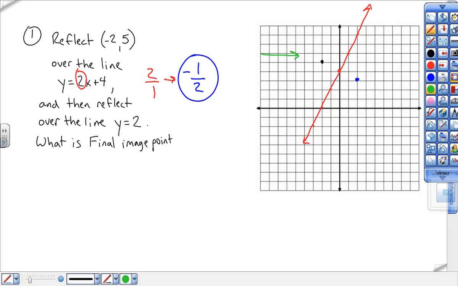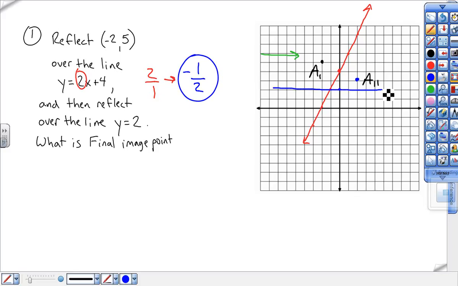Next, I want you to reflect that second point over the line y equals 2. I'm going to call this A1. I'm going to call this A2 with 2 little marks right there. I'm now going to reflect over the line y equals 2. Y equals 2 is a horizontal line through 2 on the y-axis.